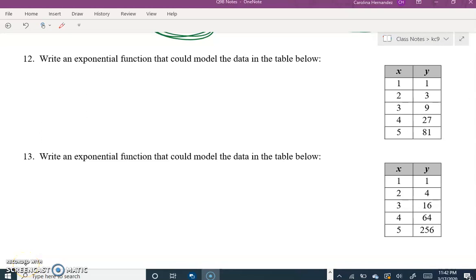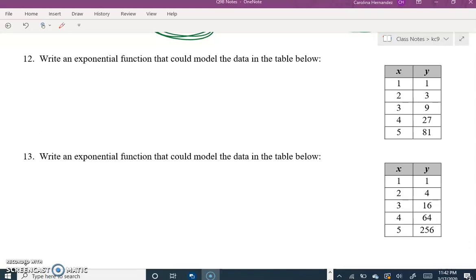Alrighty, we're back now to finish up the last two problems of target 9B notes day 2. For number 12, write an exponential function that could model the data in the table below. They're going to give you a table, and you're going to have to figure out what's going on with this table and the equation for it.